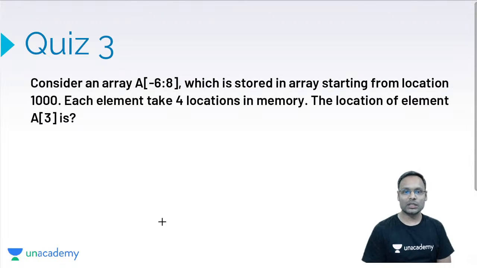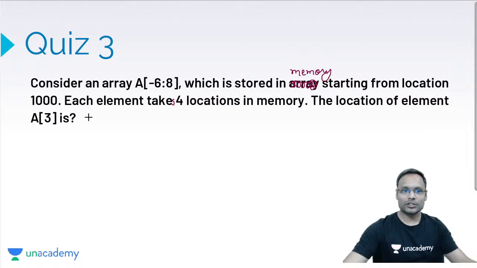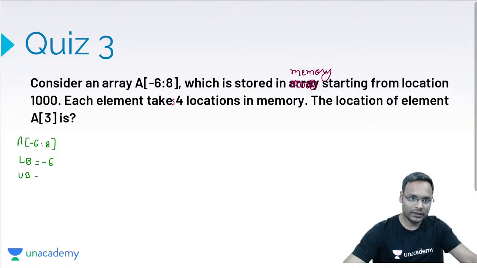Now this is the quiz number 3. Of course, you will take a little extra time here, but of course you will be able to solve this question definitely. Consider an array A of minus 6 to 8, which is stored in the memory starting from location 1000. Each element takes 4 locations. The location of element A of 3 is how much? Based on the given array, lower bound minus 6, upper bound 8.